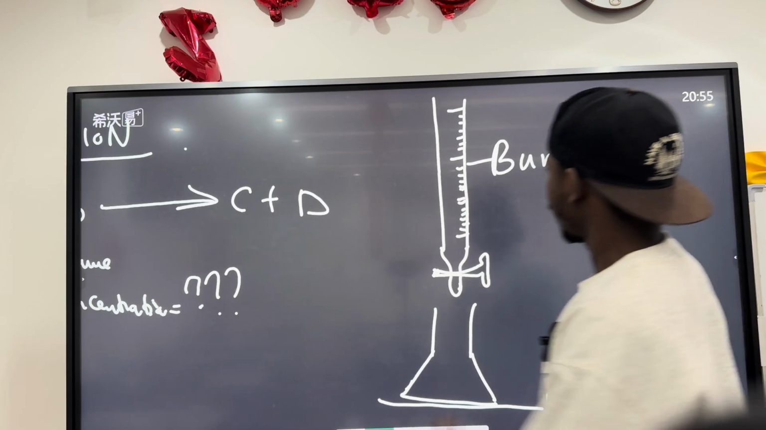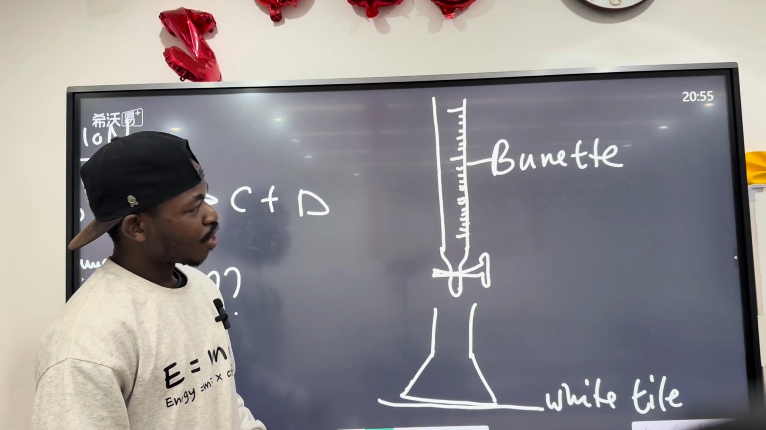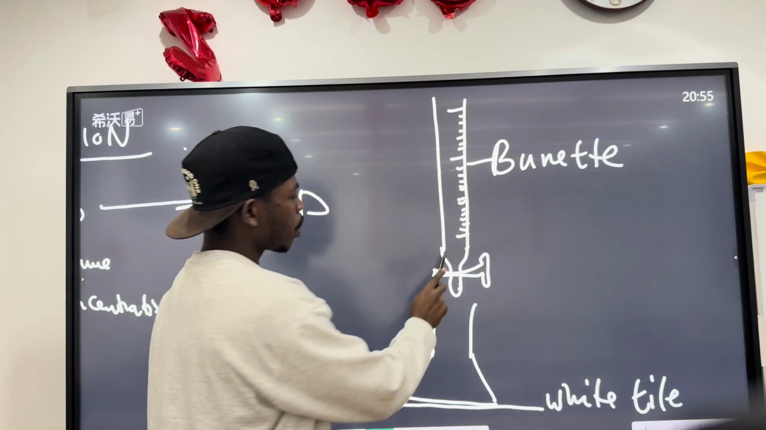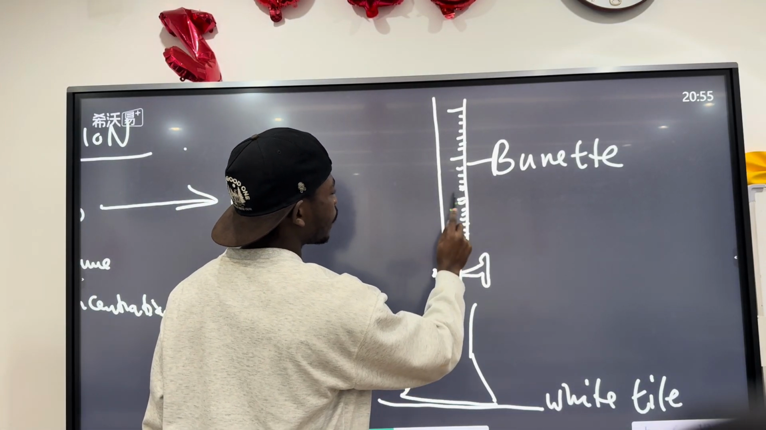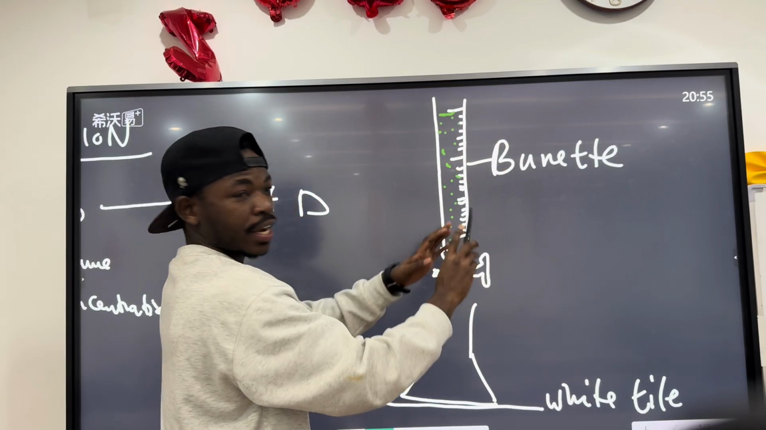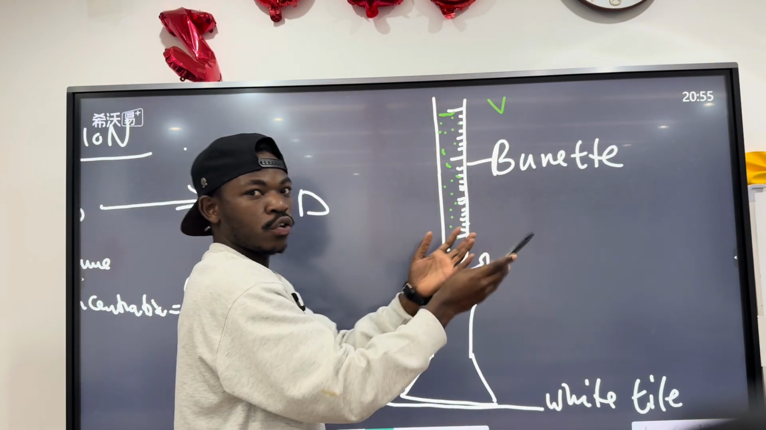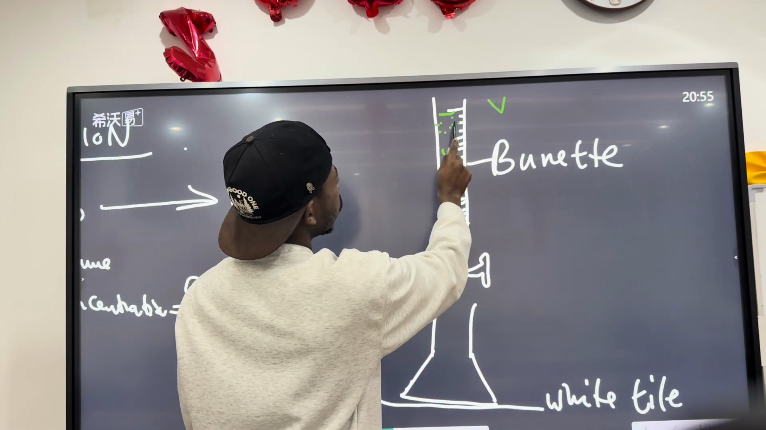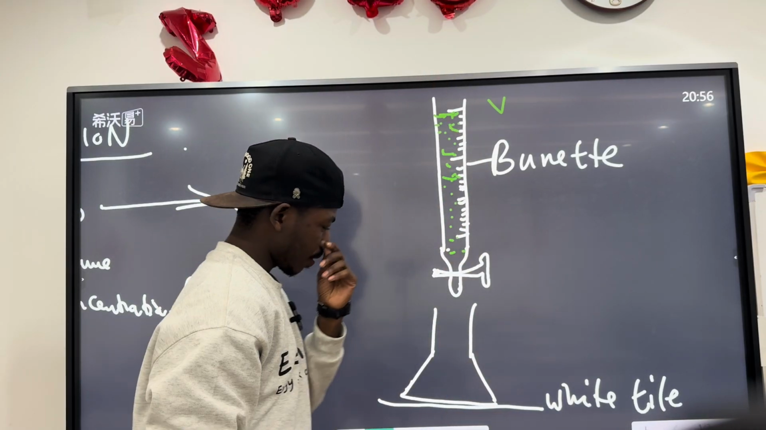So during titration, you're going to have two solutions. You put a solution there, and you take note of the volume, okay? You take note of the volume. So this volume is known. You record the volume there.